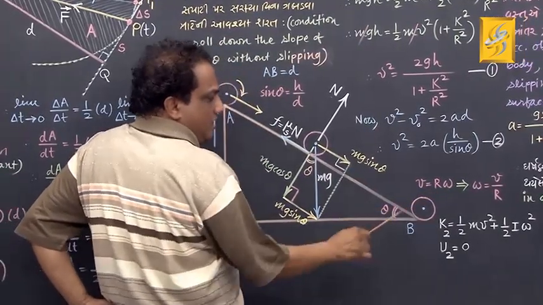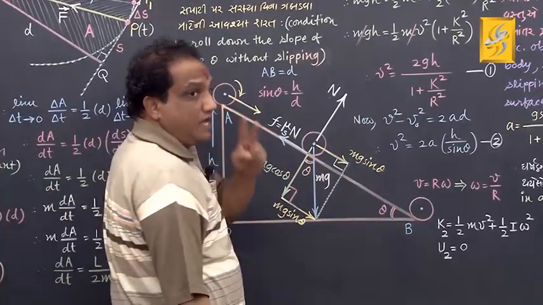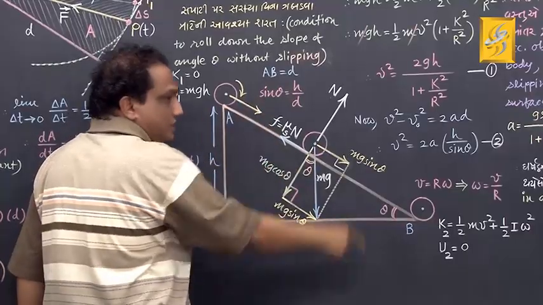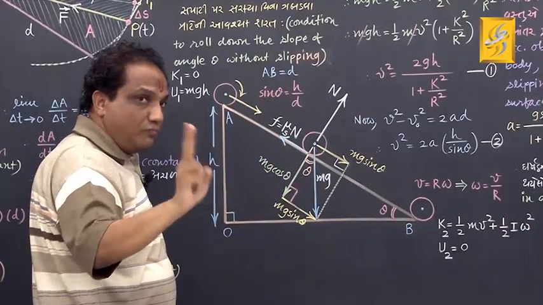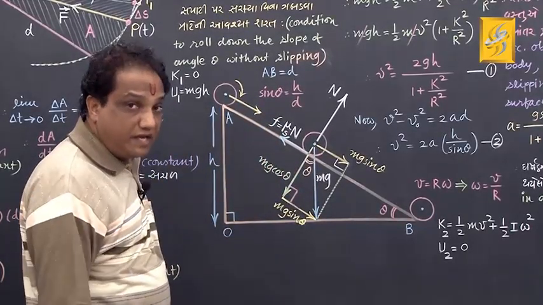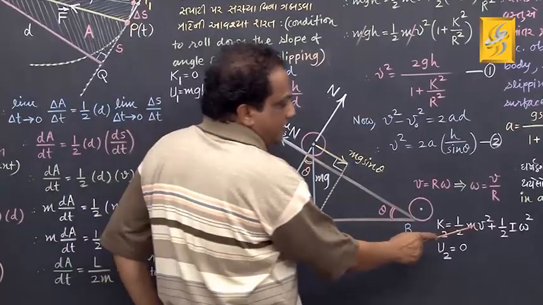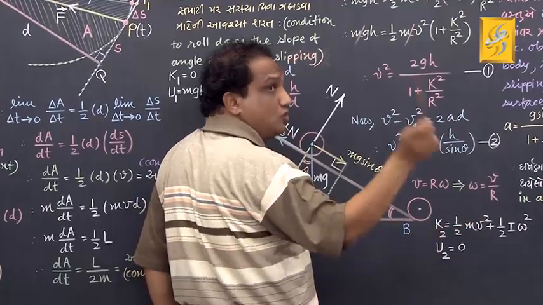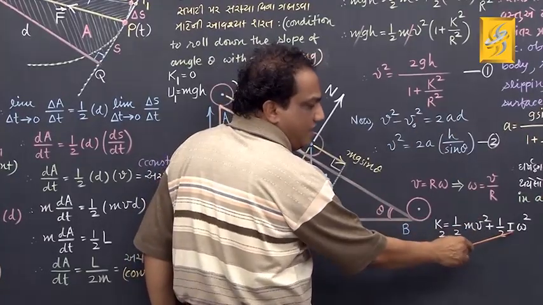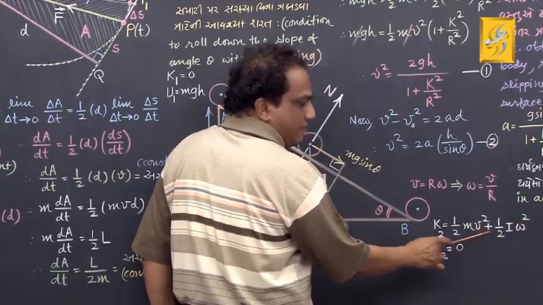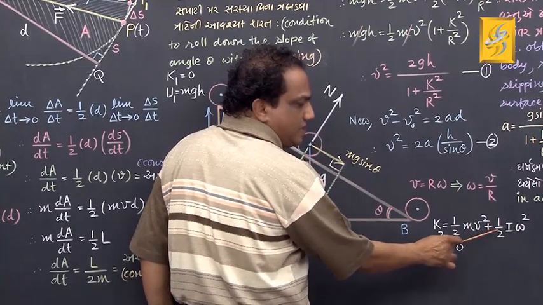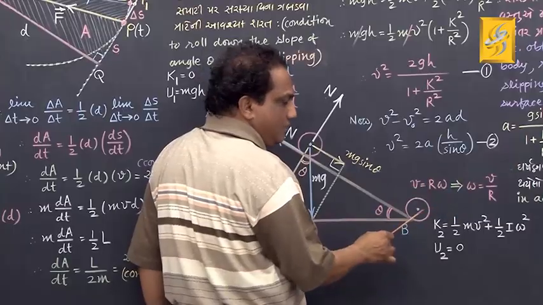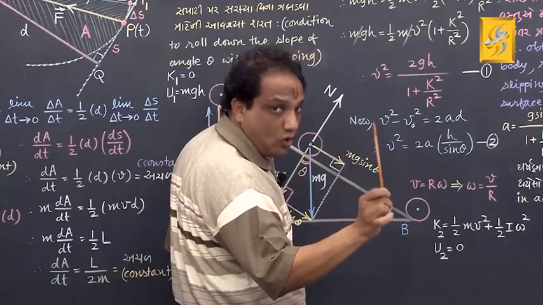Now because the body has performed two types of motion, one is linear motion and another is rotational motion, due to both types of motion it will have some kinetic energy. Kinetic energy due to translational motion is half m v squared. Due to rotational motion, it is half I omega squared. The summation will be half m v squared plus half I omega squared. This is the total kinetic energy achieved by the body when it comes to the bottom of the slope.